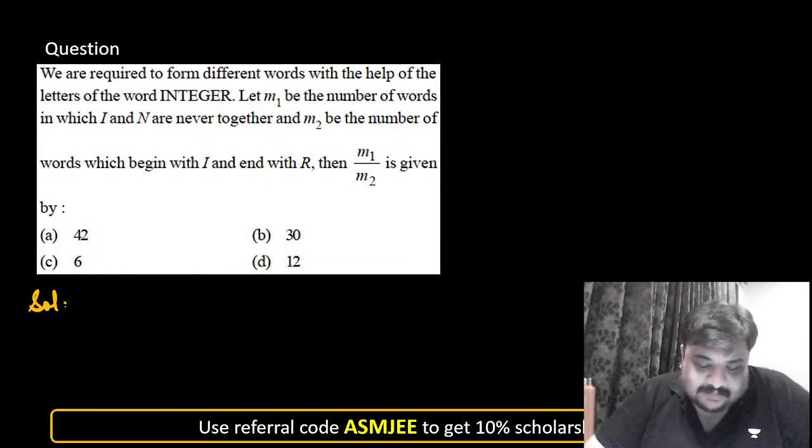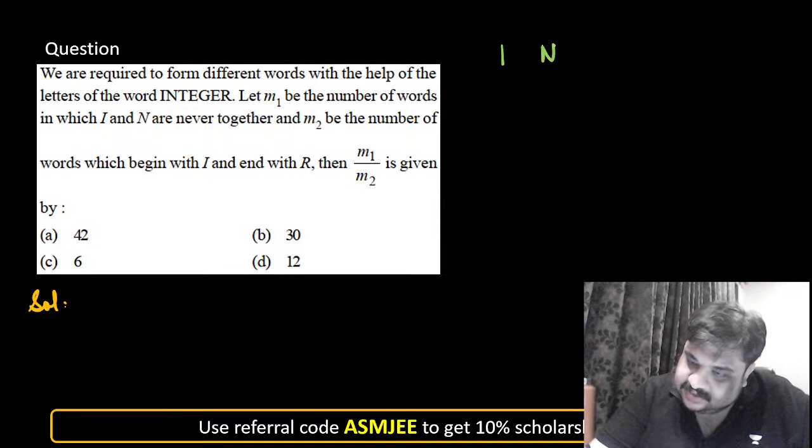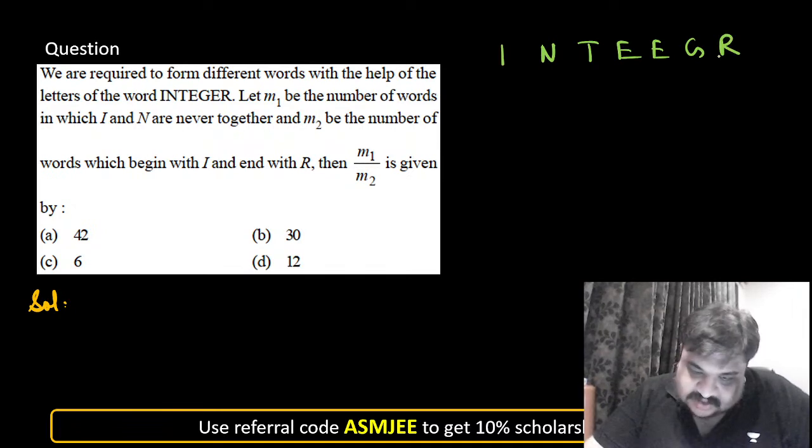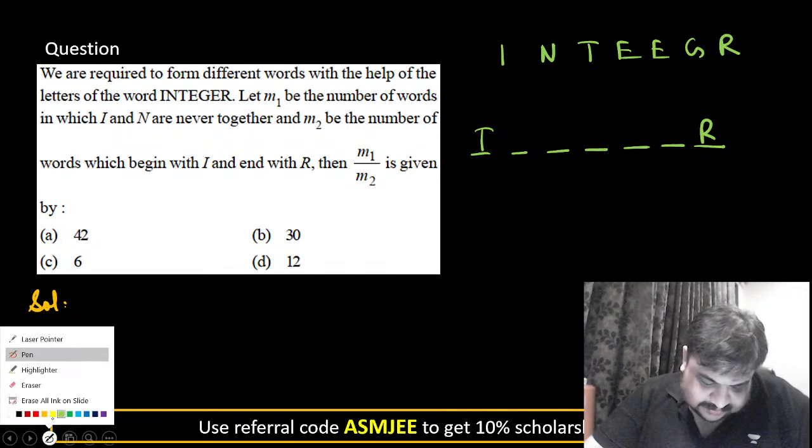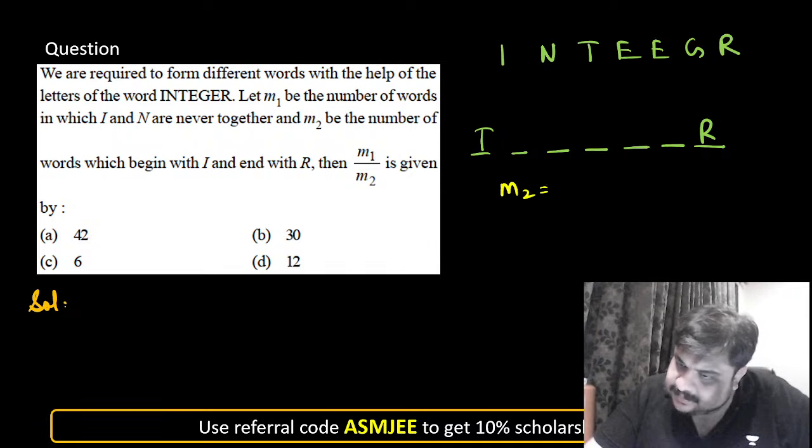We are required to form different words with the help of letters of the word INTEGER. M1 is the number of words in which I and N are never together, and M2 is the number of words which begin with I and end with R. The letters are I, N, T, E, G, E, R. So starting with I and ending with R, M2 is 5 factorial by 2 factorial, which is 60.